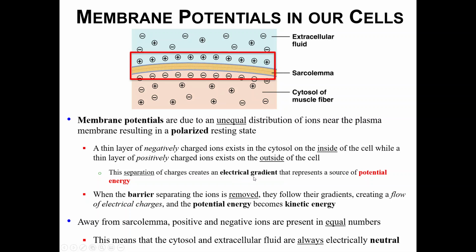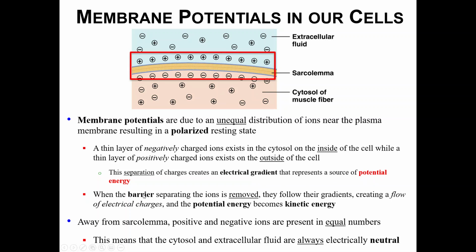Now we've talked about concentration gradients before, where we just physically had more things in one area compared to another. Now we're going to have an electrical gradient, so we're just having a difference in charge. This electrical gradient is a type of potential energy. Eventually, we are going to use that potential energy.